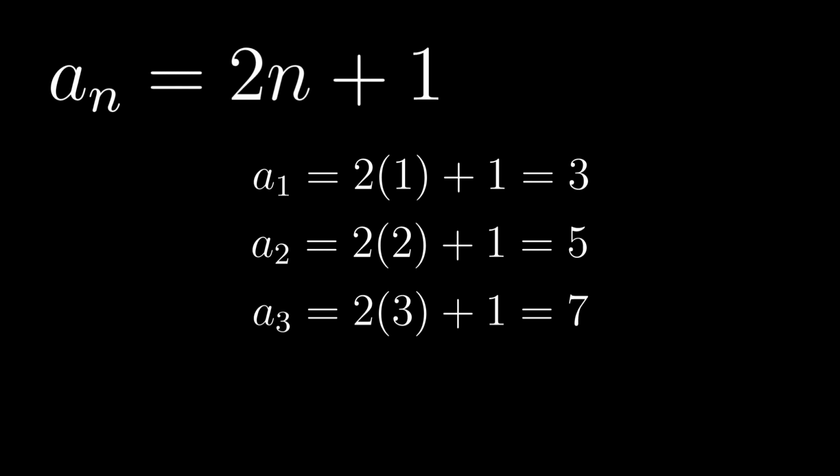a sub 3 is equal to 2 times 3 plus 1, which is equal to 7. So the general term is indeed a sub n is equal to 2n plus 1.